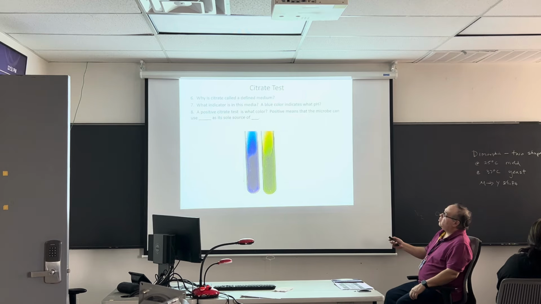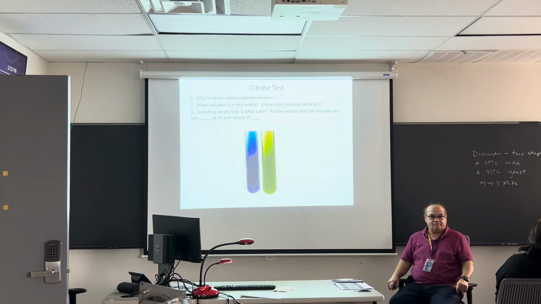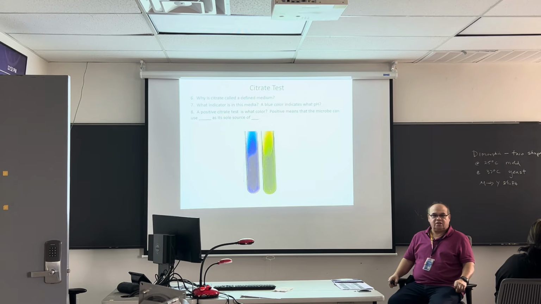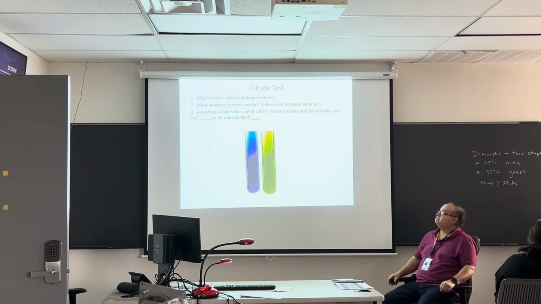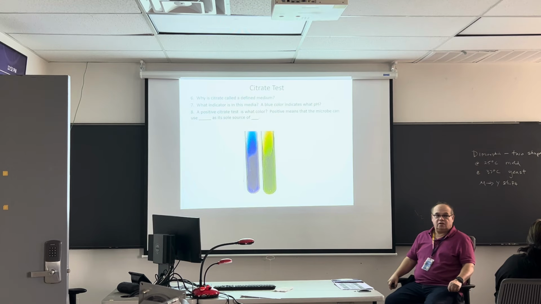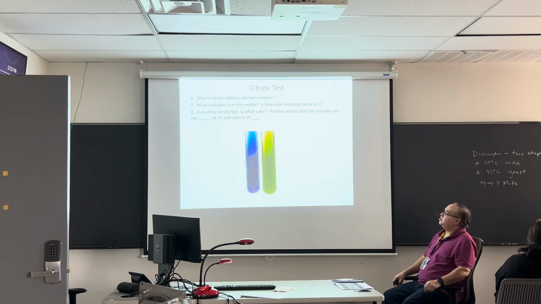So here, why is the citrate test called the defined medium? Because you know exactly what's in it. Okay? What's the indicator in this medium? What's the pH indicator? Bromothymol blue. A blue color indicates what pH? Alkaline. Basic. A positive citrate test is what color? Blue.